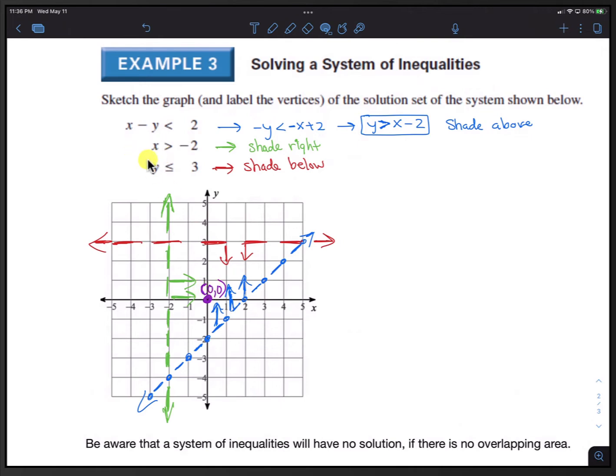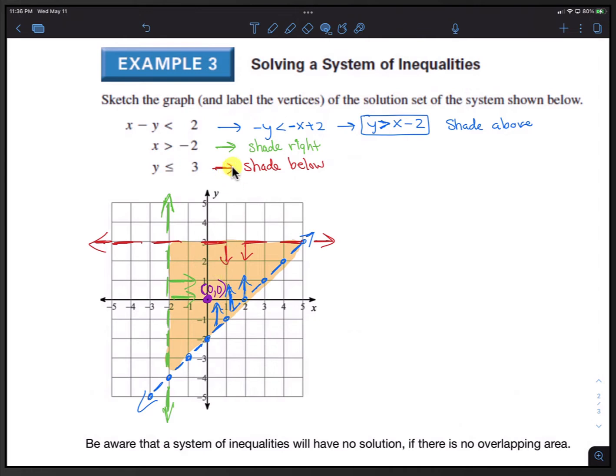At 0, 0, x would be 0, and 0 is greater than negative 2, so that's also true. And if y is 0, 0 would be less than or equal to 3. That's a true statement. So all three inequalities are true if we choose 0, 0. So that emphasizes the fact that our solution space is inside this triangular area. So let's go ahead and shade that, and that is our triangular area.